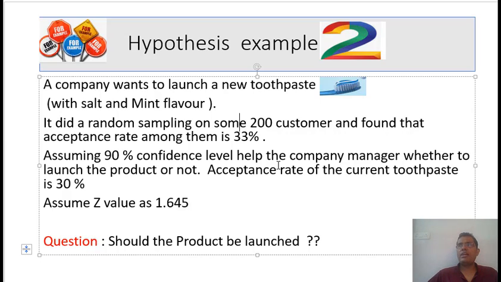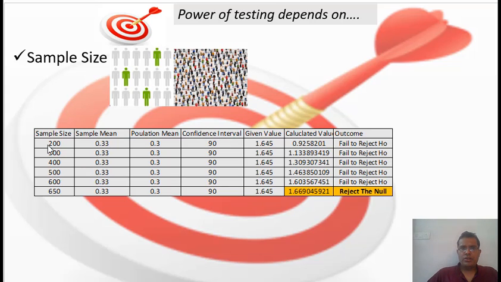Now let's try to change the sample size. So if I take the sample size as 200, sample mean as 0.33, which we have discussed, population mean as 0.3, confidence interval 90, given value is 1.645. So this is your calculated value. You can see my previous video for how the calculation was done. So basically (p̂ minus p) upon the square root of p into (1 minus p) upon n.